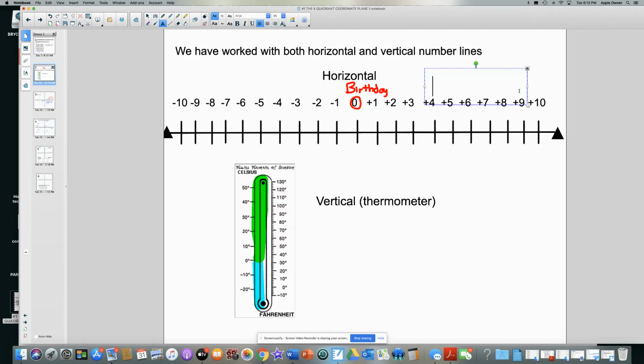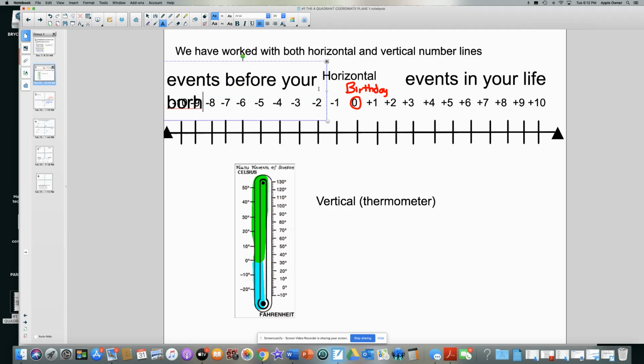Well, you can think about it this way for your parents and your brothers and sisters. There was a whole different aspect of life for them before you came along. So if we look over here, we can actually put in events before your birth. And that's an interesting way to think about it, because there were things happening before you came along and joined the world.